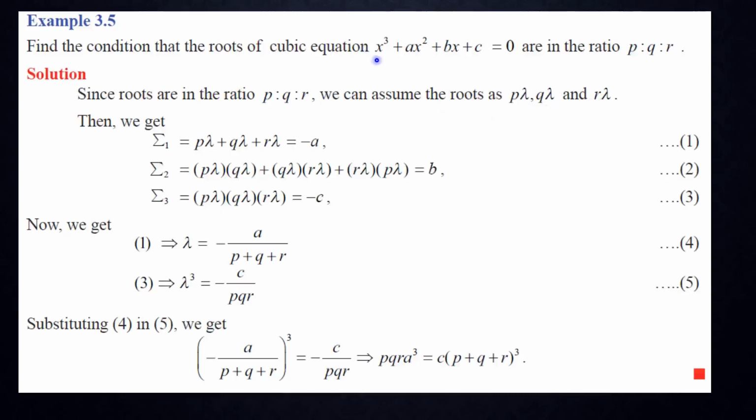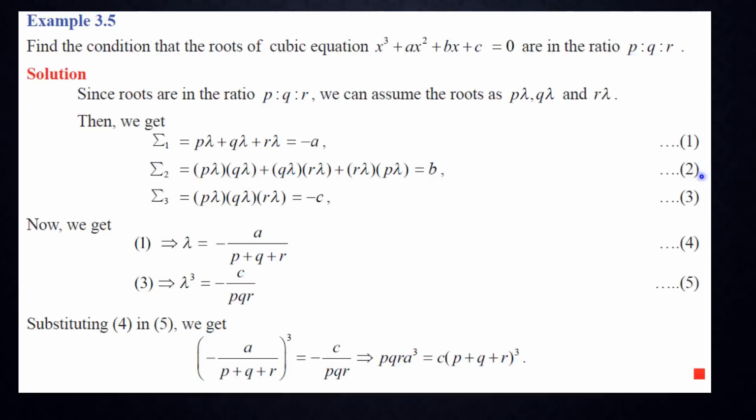Here the coefficient of x cube is 1 and instead of b we are having a and instead of c we are having b, instead of d we are having c. Okay, so for that summation 1 means sum of the roots is minus b by a. Instead of that we are having minus of a divided by 1, so minus a. Summation 2 means sum of the product of two roots. That answer is c by a. Here instead of c we are having b by a value is 1, so b alone.